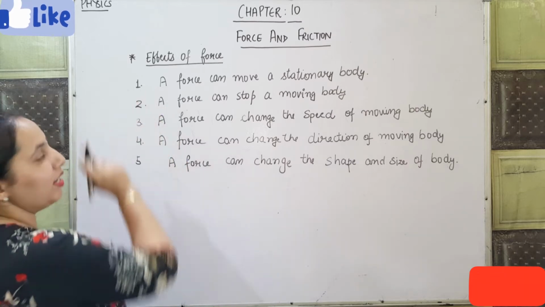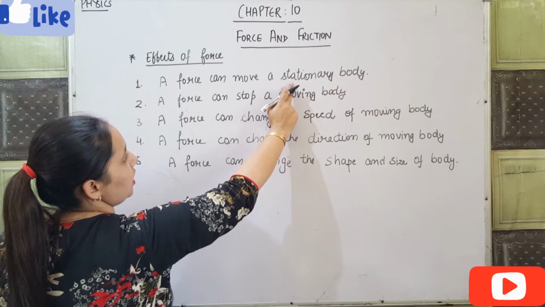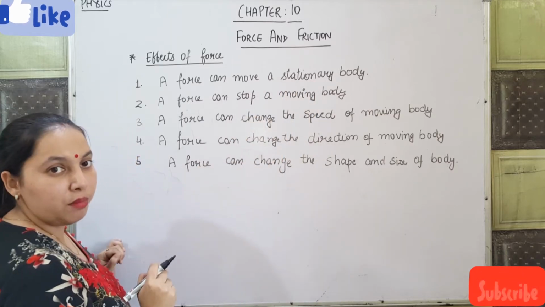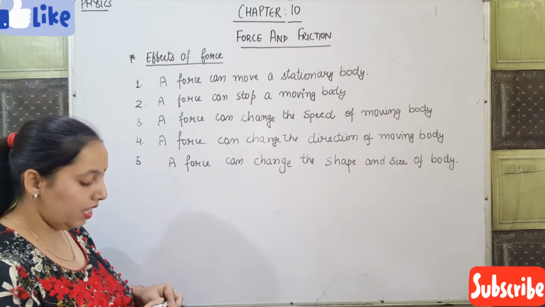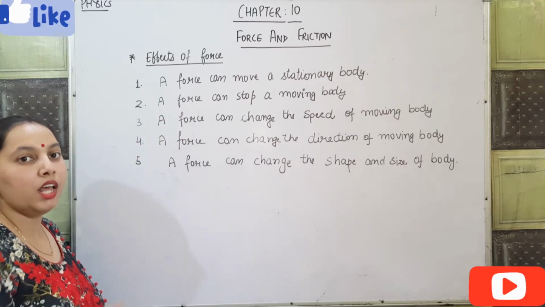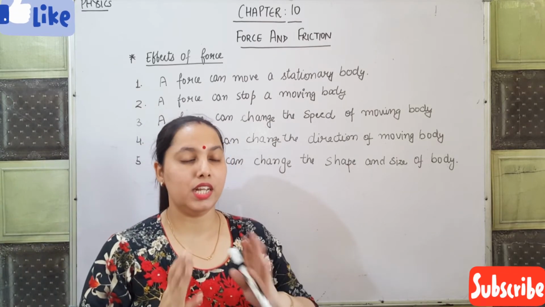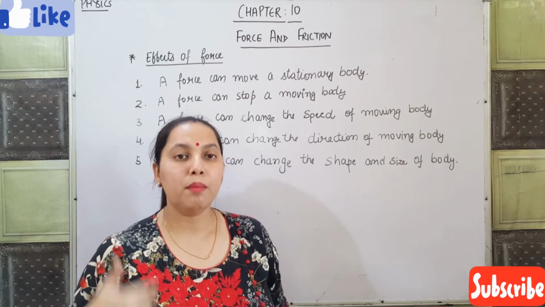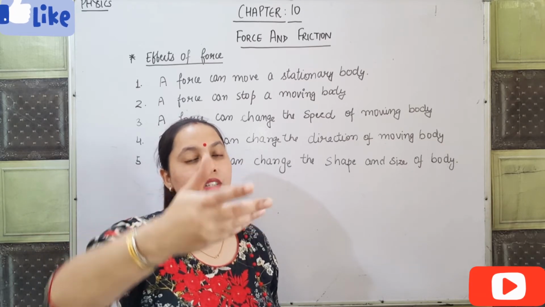The first effect of force is that force can move a stationary body. Stationary body means a body at rest. When any object is at rest, you can make it move. For example, a ball is lying on the ground. It is stationary, it is at rest. You came and you kick it. What will happen? The ball starts rolling.